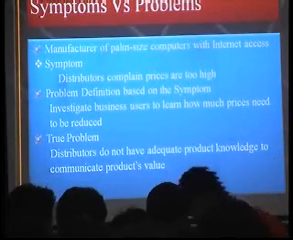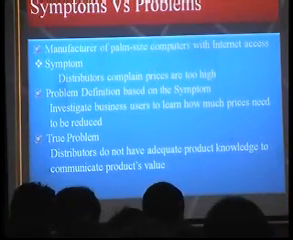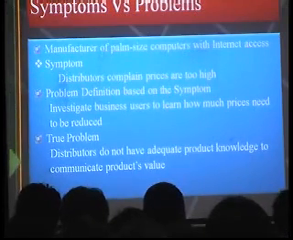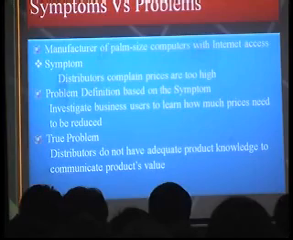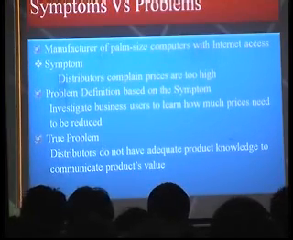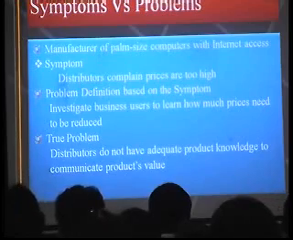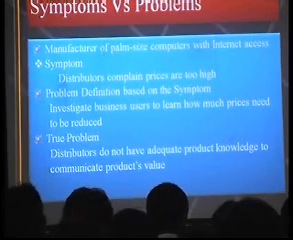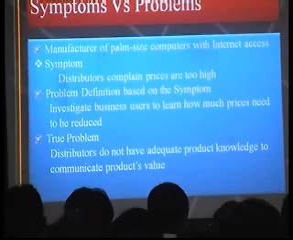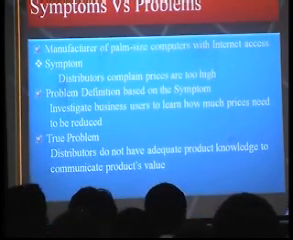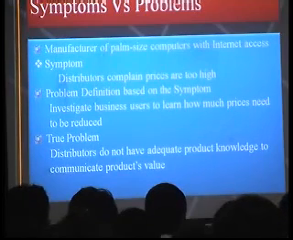Now, in terms of problem, we have 2 points. One is known as symptoms and second is known as research problem. So, go through the line, first line. Manufacturer of palm size computers with internet access. The symptom is distributors complain prices are too high. This is the understanding of the company. On the basis of what? The symptoms which are available.